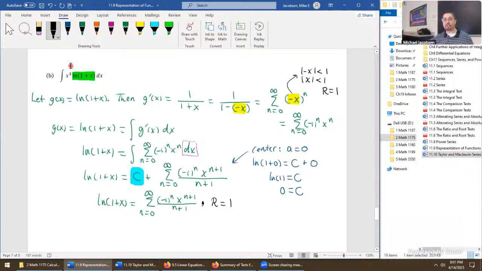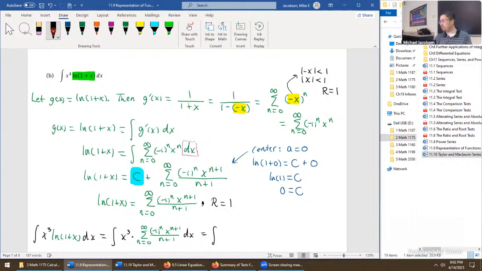So we have to bring in the entire function, x cubed natural log of 1 plus x. But this is where we're pretty much wrapping it up. Let's write in the antiderivative of x cubed natural log of 1 plus x dx. It becomes the integral of x cubed times this entire power series right here, but that's just going to bump the power up to n plus 4. Let me write in just to show the actual step on the notes: sum from 0 to infinity, negative 1 to the power n, x to the power n plus 1 over n plus 1, dx. So that's what we're integrating next.